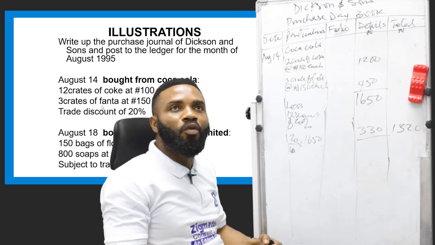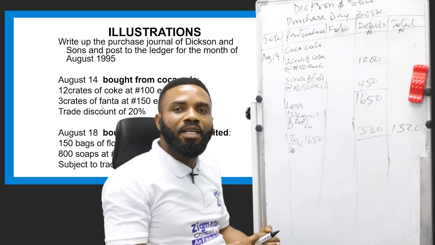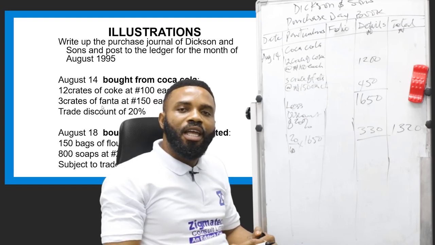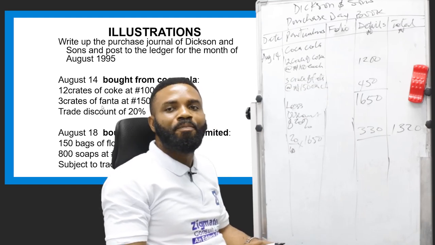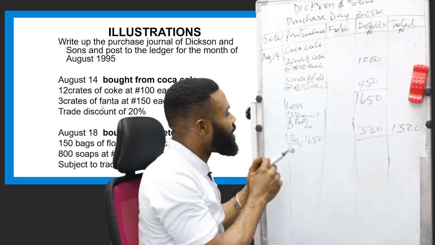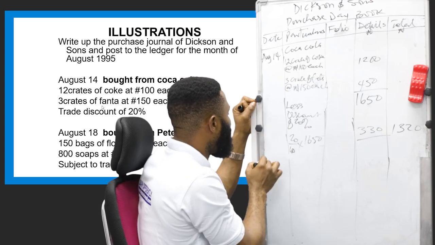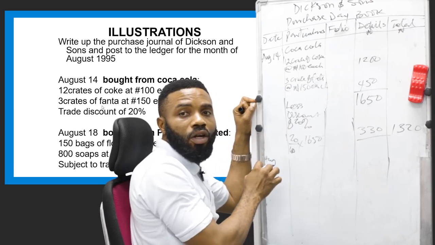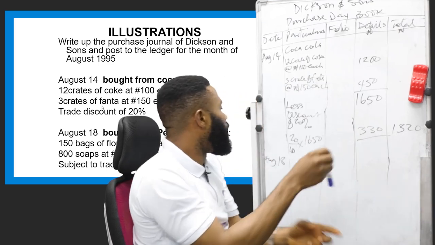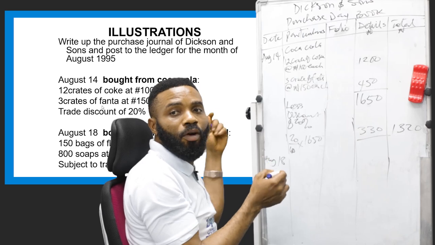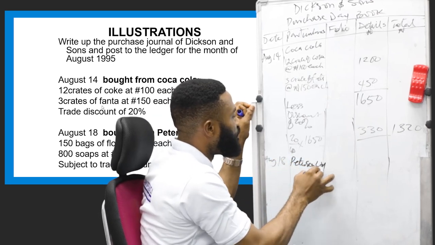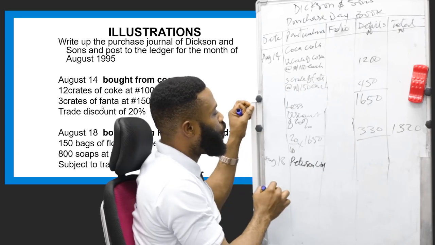Peterson. What did we buy? We bought 150 bags of flour at 50 naira each. And then we also bought 800 soaps at 2 naira each. It's also subject to what? 10% discount. You come here, you write August 18. Now, this August 18, what happened? We bought from who? From Peterson Limited.